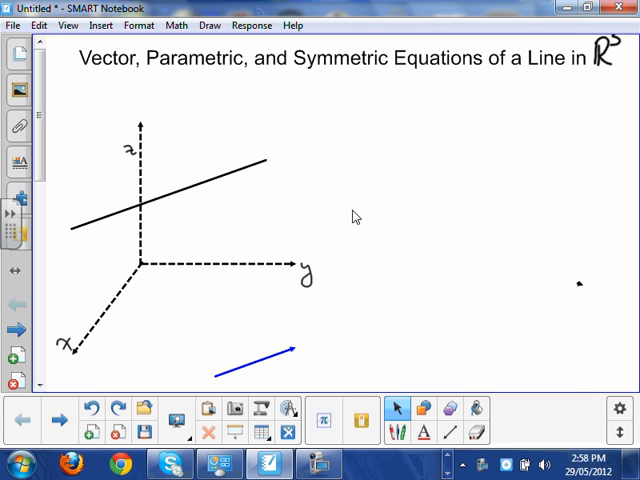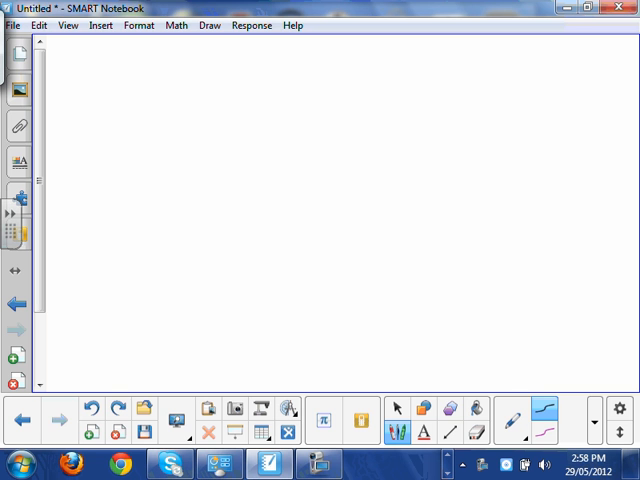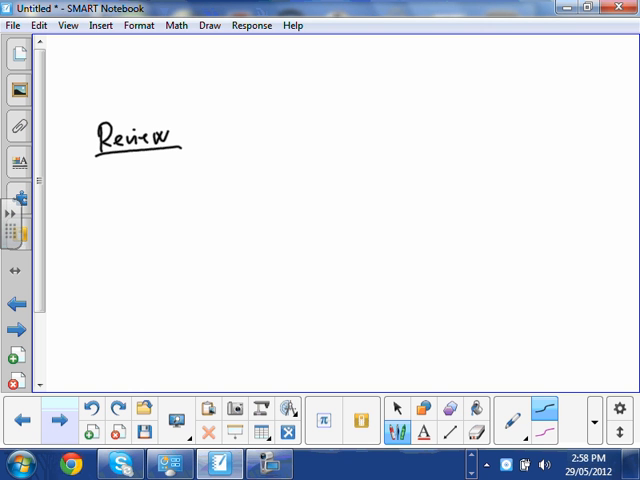Okay, so before we start, how about I refresh your memory and review the vector and parametric equation of a line in R squared. What was the whole idea there? The whole idea was, what do I need to write the equation of a line in R squared? Well, let's assume this is the line we are talking about.